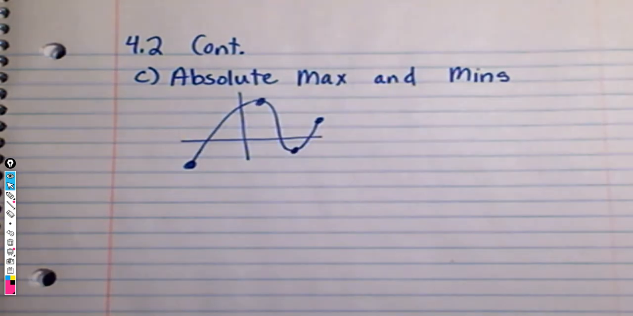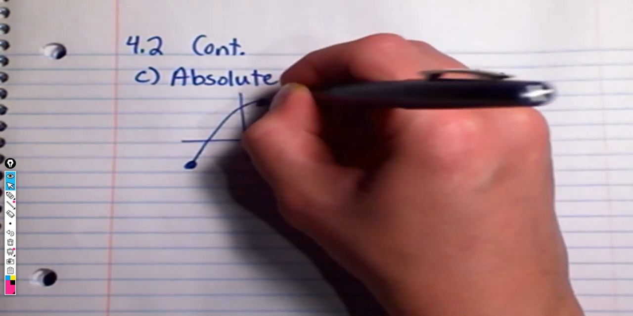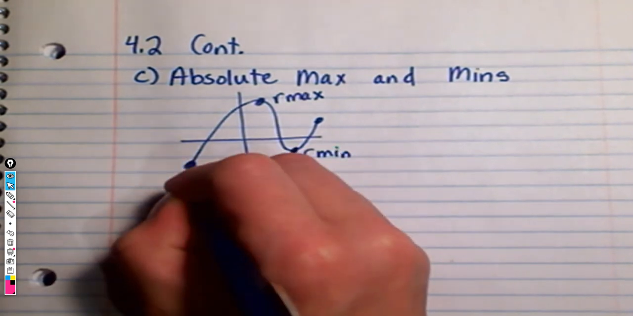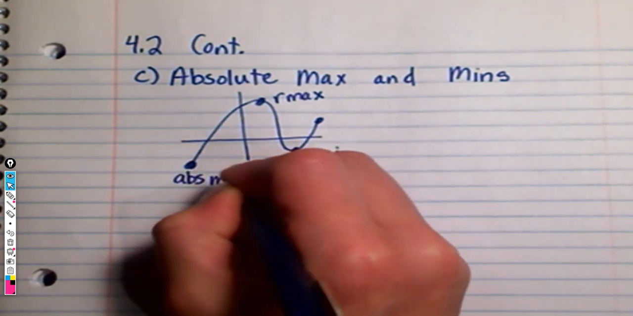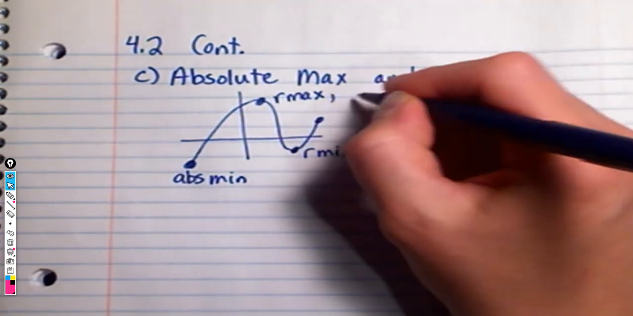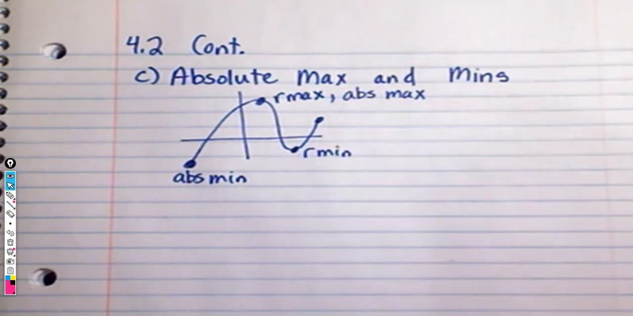All right, so here we have 4 points. Now this one is a relative min. This one is a relative max. This one is the absolute min because it is the lowest point. But similarly, this point here is the absolute max.